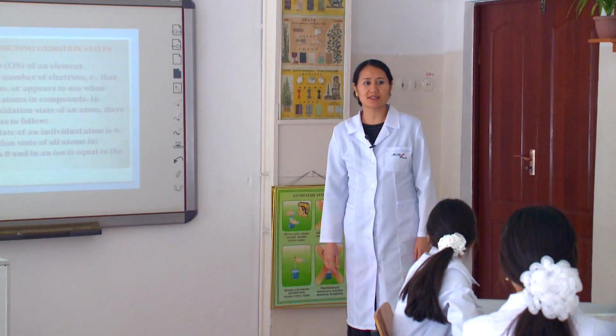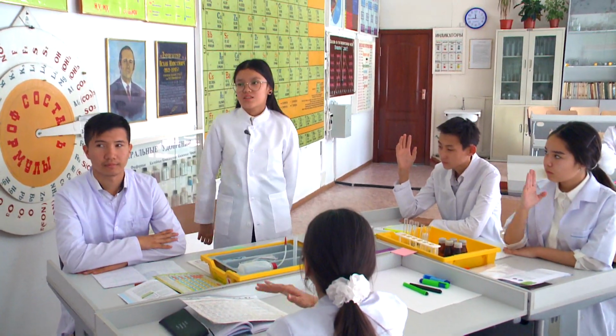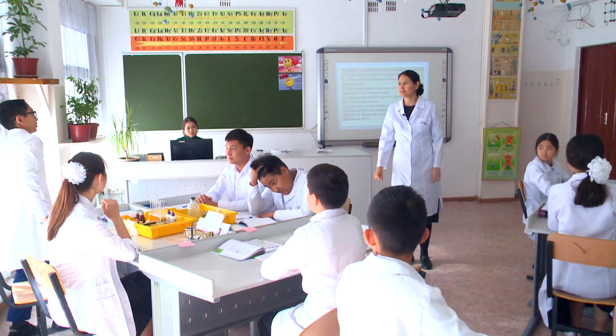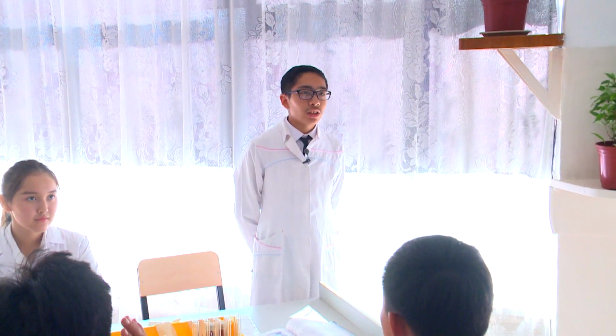Now let's remember the rules for assigning oxidation states. The oxidation state of an individual atom is 0. The oxidation state of fluorine is -1 in compounds. Hydrogen generally has an oxidation state of +1 in compounds.